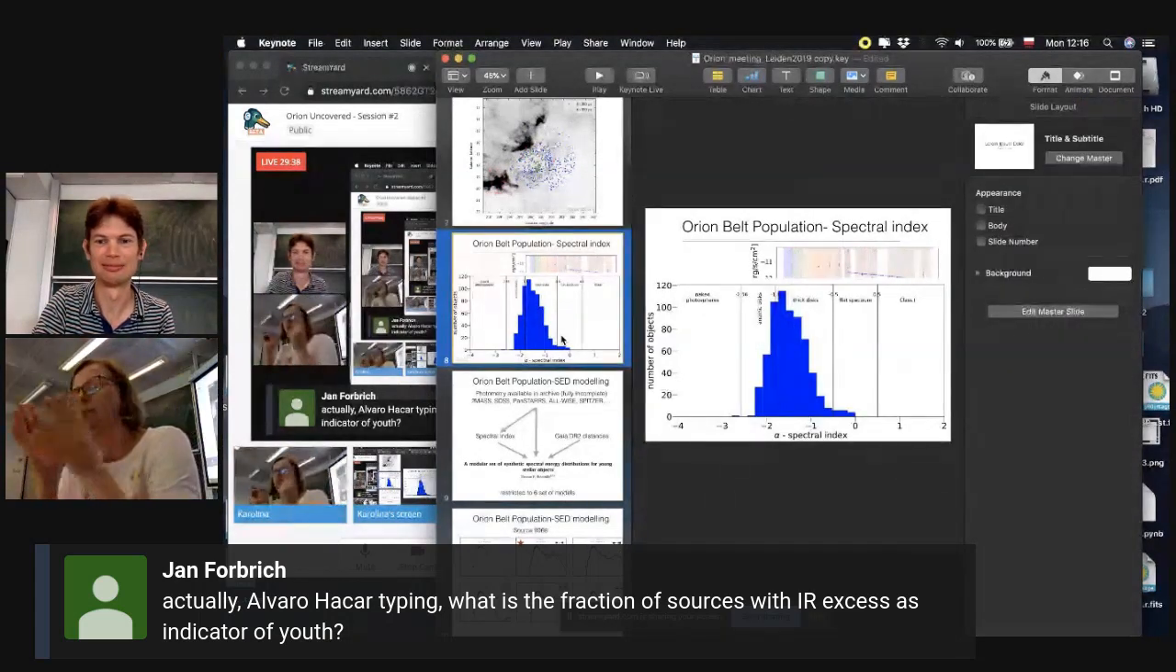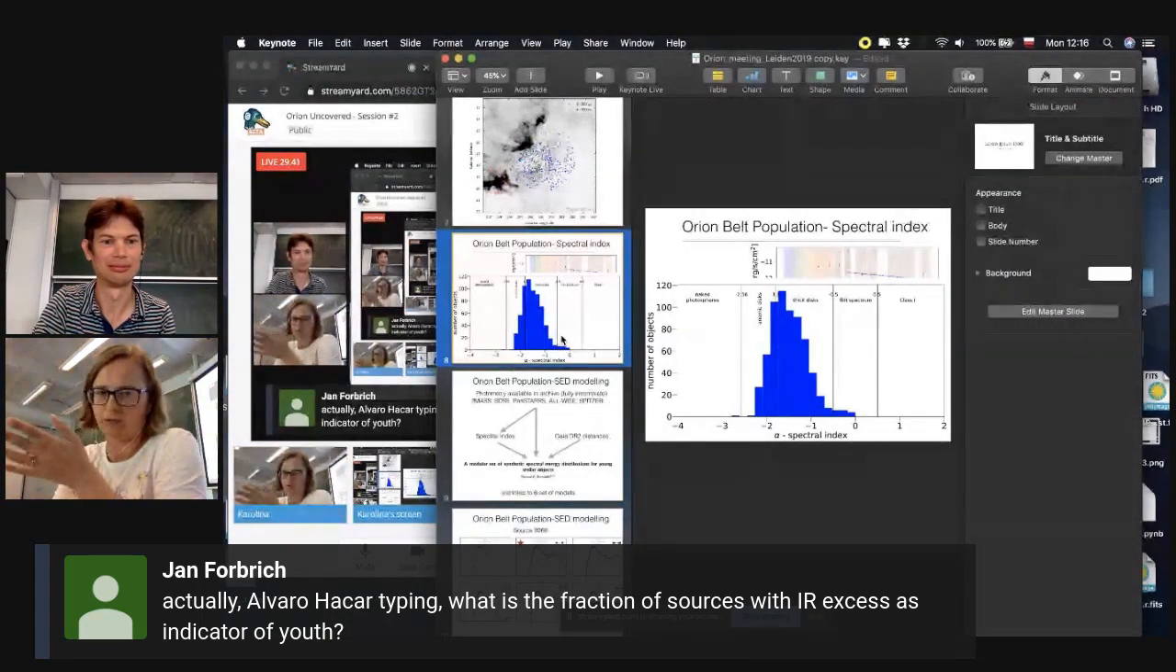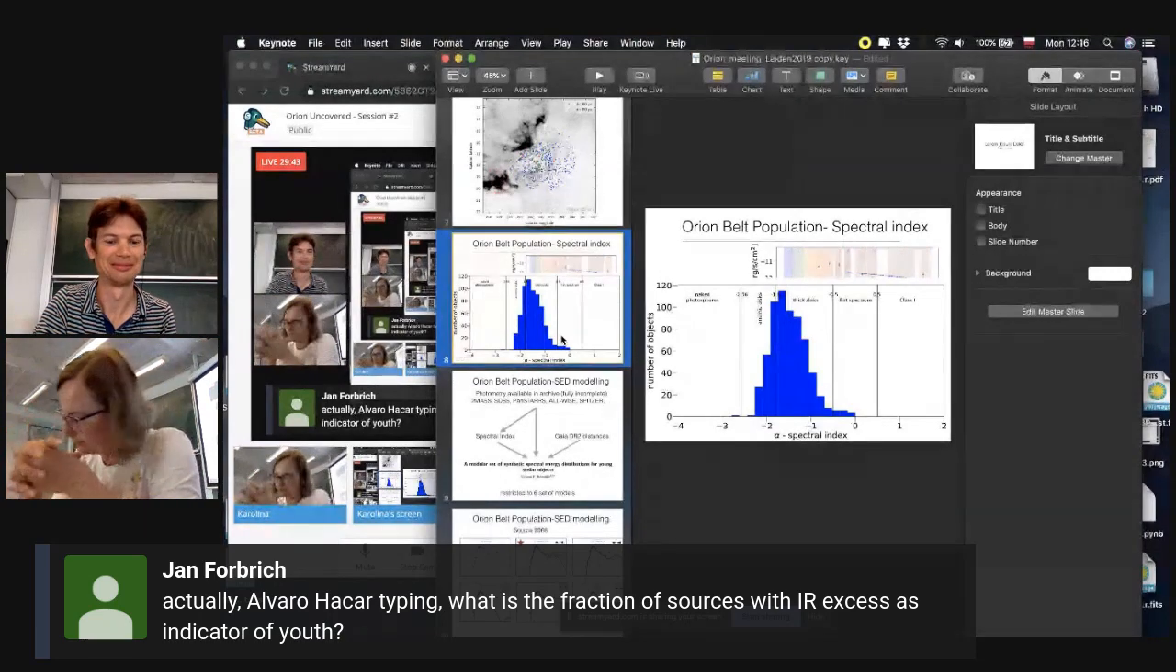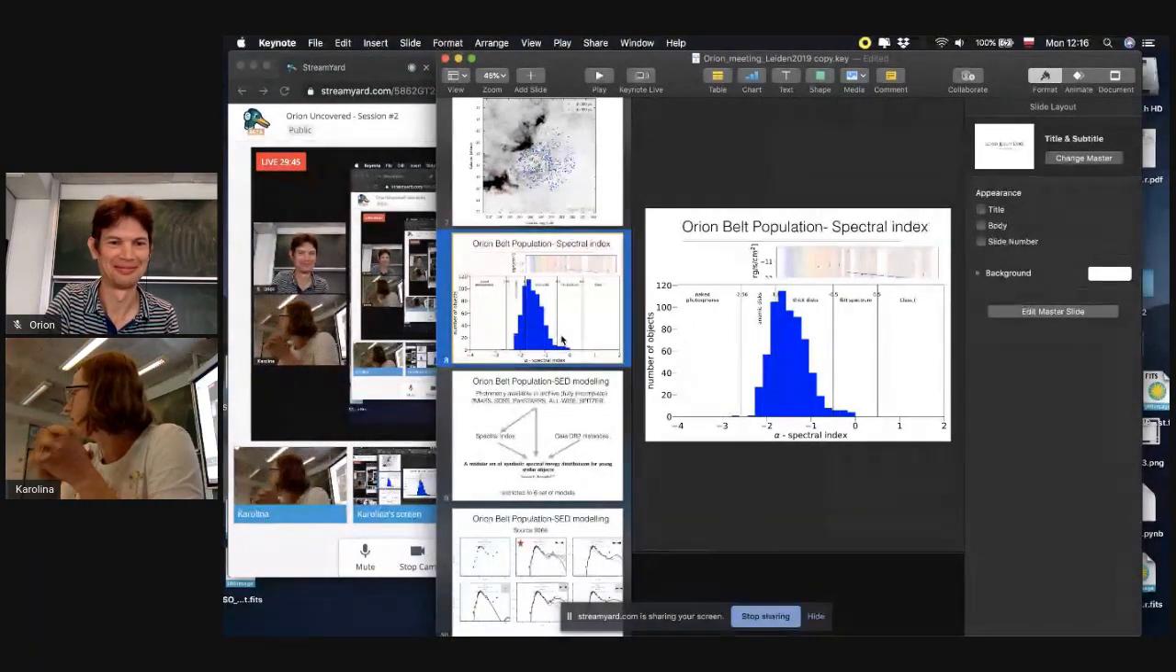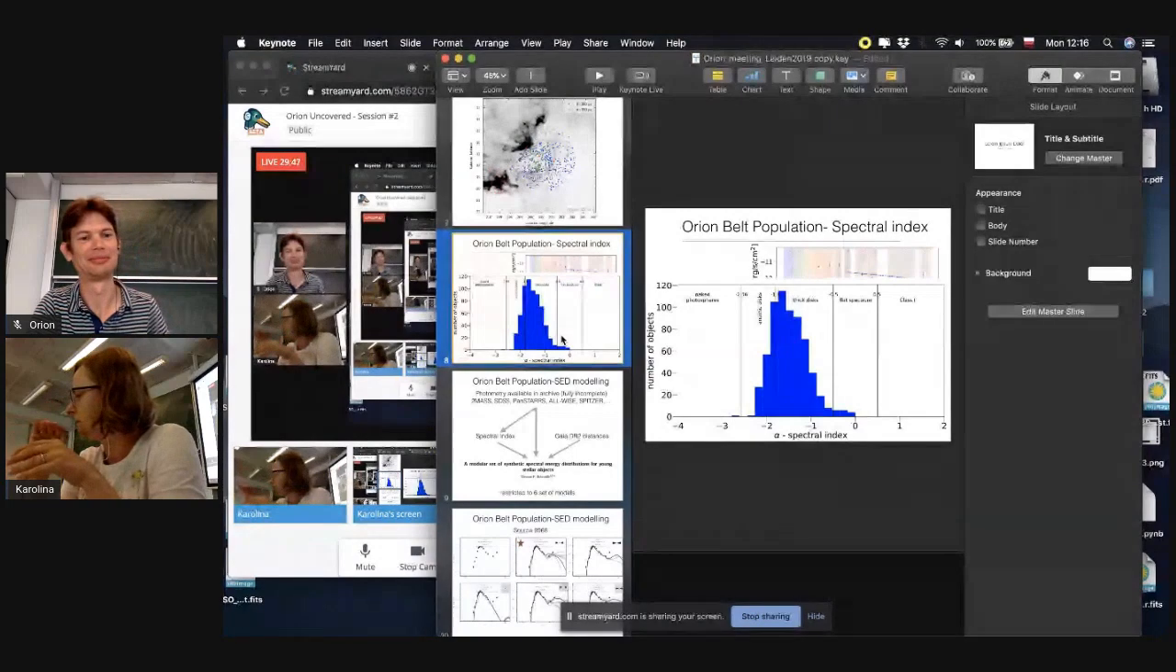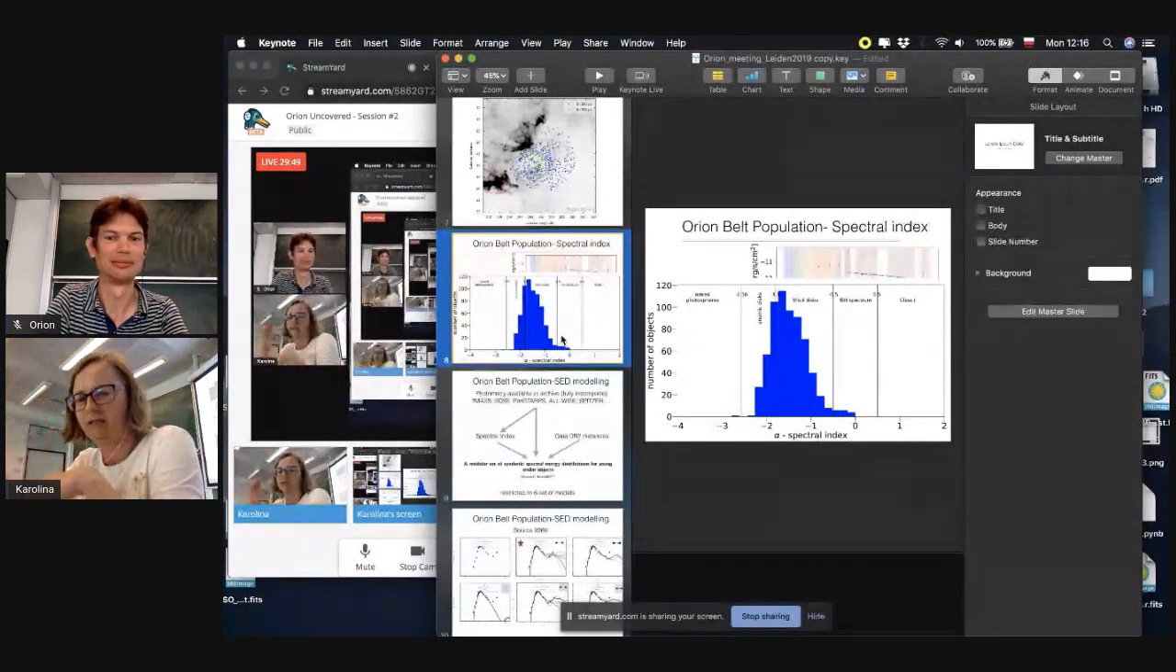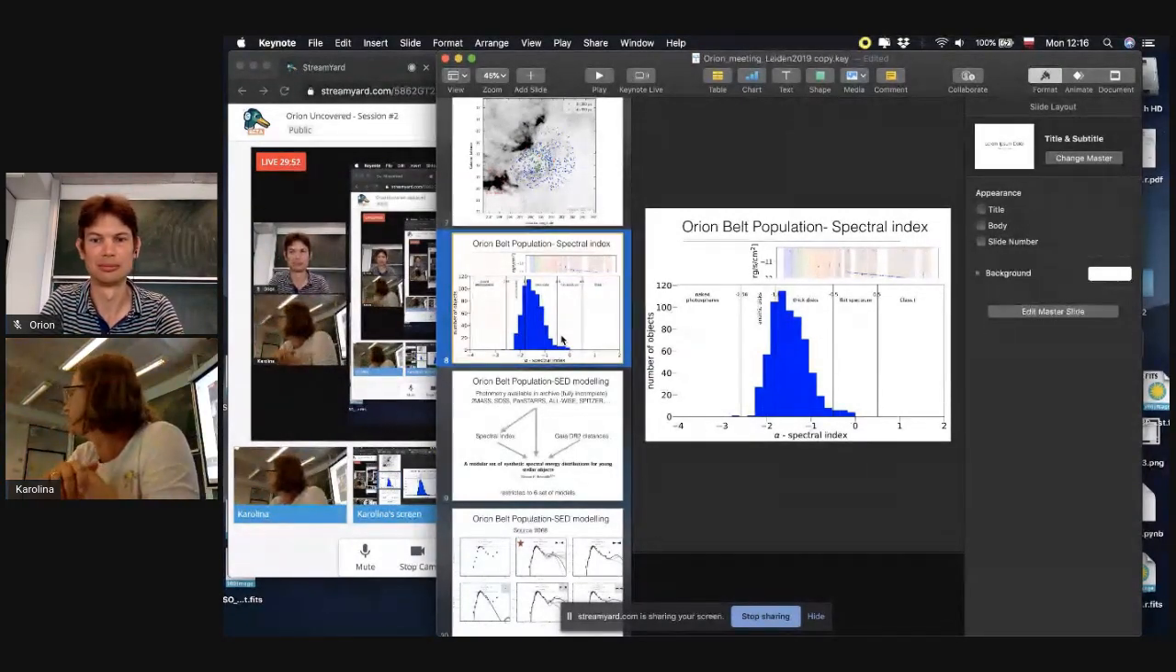So when we use AllWISE photometry, more than 400 sources are indicated as having a slope that is not indicating a naked photosphere. So more than 400. I have the numbers exactly. This is correct.